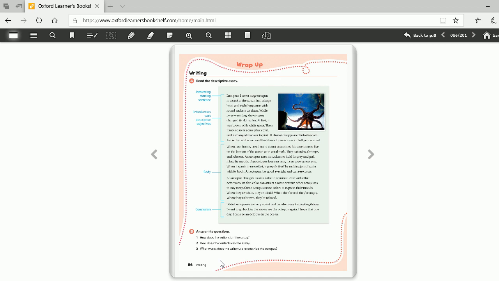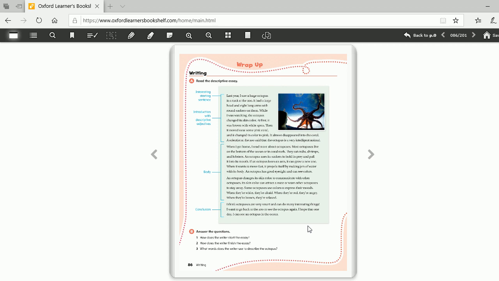So, what does a descriptive essay do? It describes something. What do we use to describe something? We use adjectives. Do you know why? Because they help us form a picture of what we are reading about.